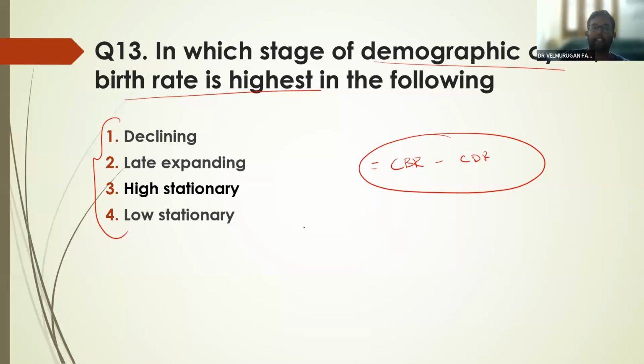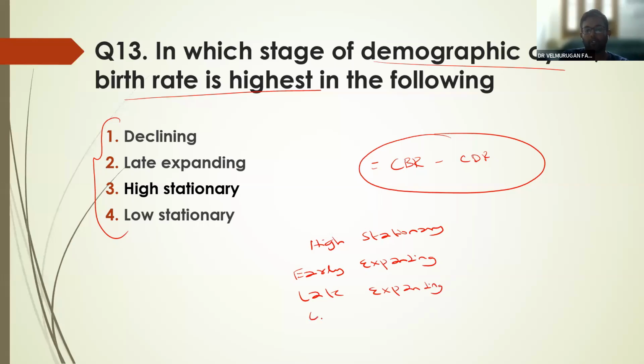So the demographic cycle has many stages. Okay, we are getting the answer. High stationary, early expanding, late expanding, low stationary, and declining. These are the 5 stages in our demographic cycle.